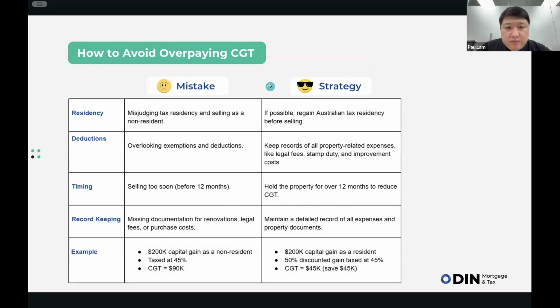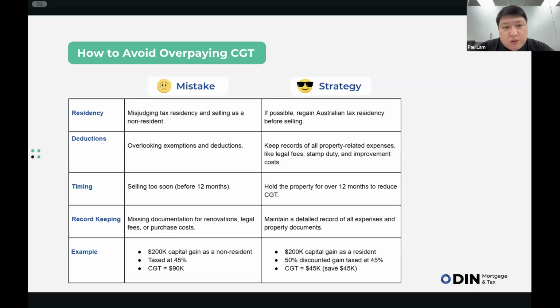So yeah, these are the common mistakes that we've been seeing from our clients, and maybe some of the strategies you can look into to reduce tax, especially capital gains tax. One mistake is misjudging the tax residency. You thought, oh no, I can still enjoy the 50% capital gains discount, or I can still enjoy the main residence exemption. I wasn't sure, but I just went ahead and sold the property, and that costs you a lot. These are examples that, with proper planning, you can definitely avoid.